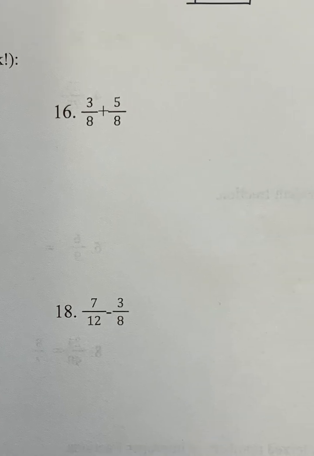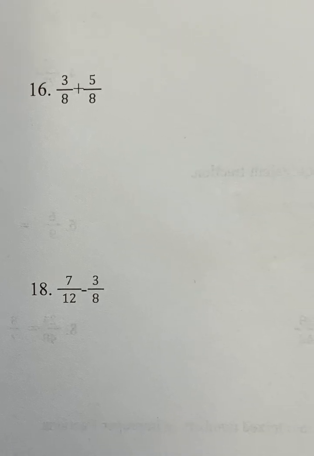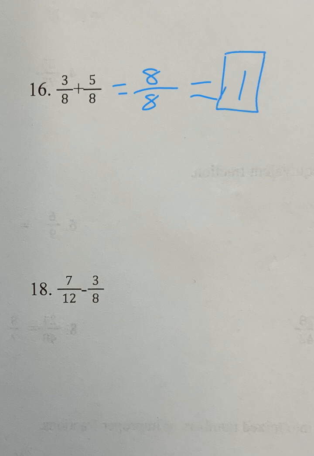Let's move to number 16. This one's also really nice because it's the same denominator, so I can just add across the top. 3 plus 5 is 8, and you don't add the denominator, so you just carry it over. It's just 8. I'm not going to leave 8 over 8, though. 8 divided by 8 is just 1, so that's my answer.